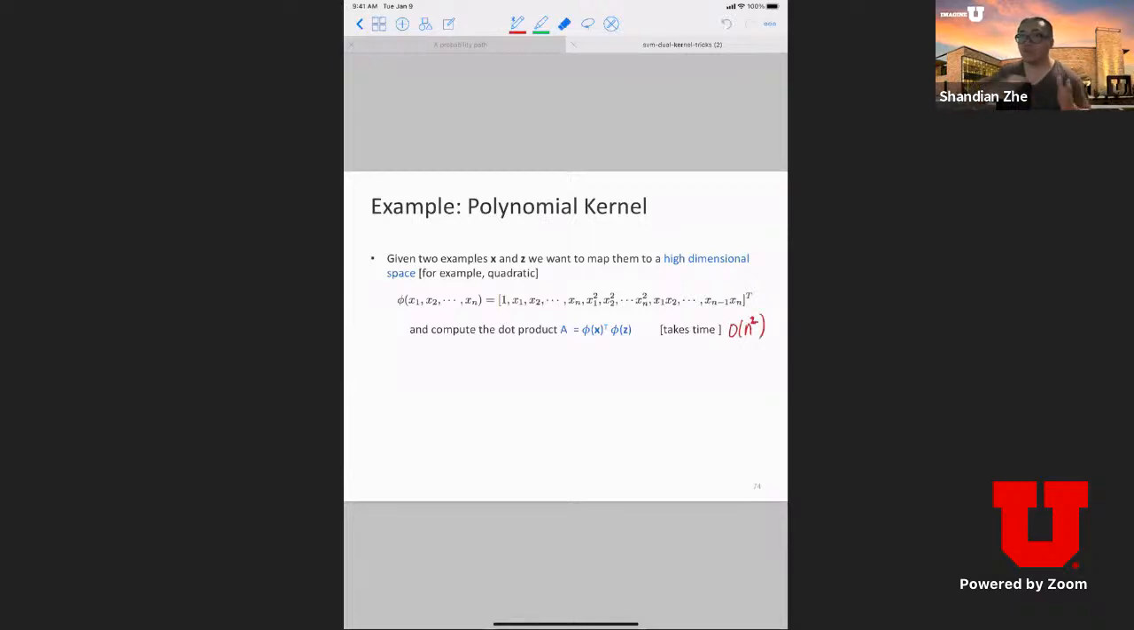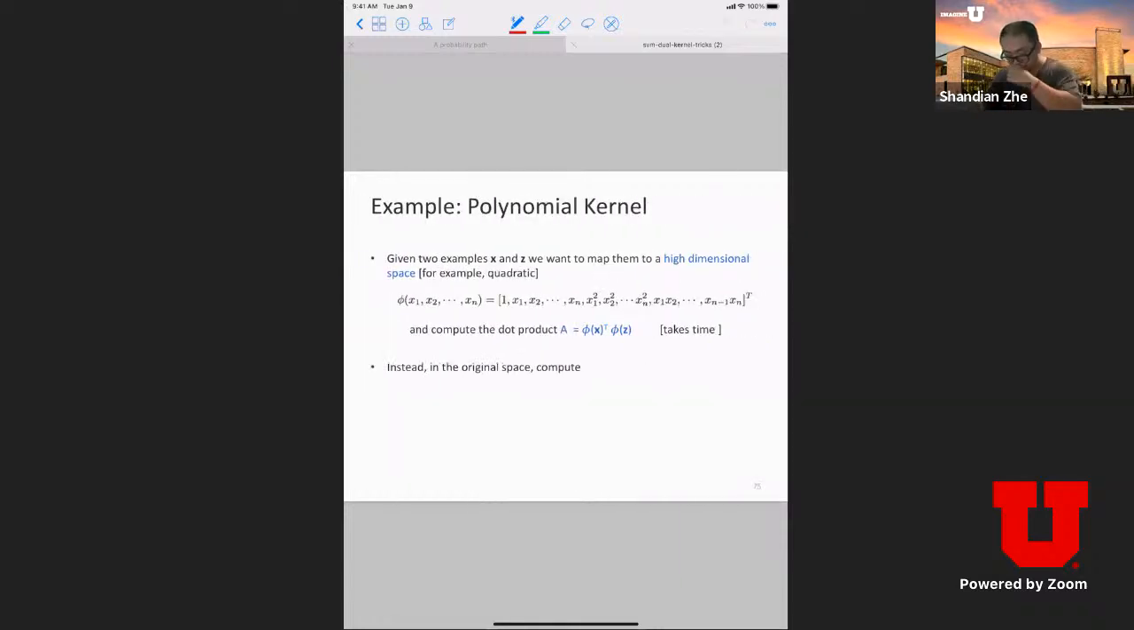Why? Because you need to first construct a mapped feature vector, which takes O(n) squared. For two vectors, it takes O(n) squared, and then the inner product between these two almost n squared dimensional feature vectors also has time complexity O(n) squared. You add them together, it's still O(n) squared, right?